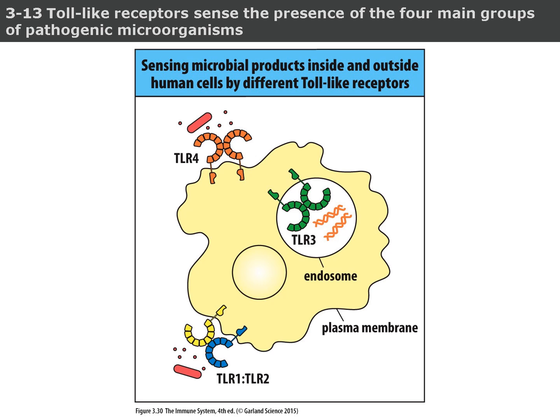The toll-like receptor 1 and toll-like receptor 2 form a heterodimer and are located on the plasma membrane, where they recognize bacterial components such as lipoproteins. Similarly, toll-like receptor 4, which also resides on the plasma membrane, detects lipopolysaccharides found on the surface of gram-negative bacteria.